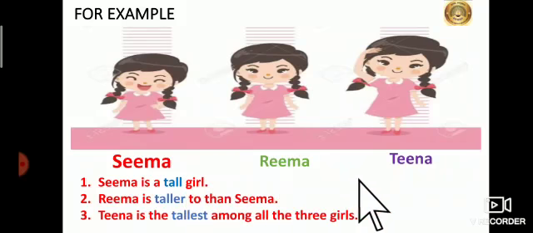The third sentence is Tina is the tallest among all the 3 girls. Now the same word has become tall, taller and tallest. That is, the third sentence becomes the superlative one, meaning the highest degree of three girls, saying that Tina is the tallest among all the three girls, which becomes the superlative degree.